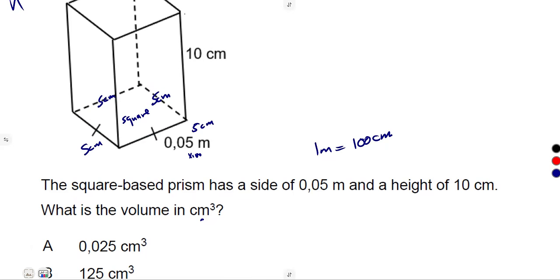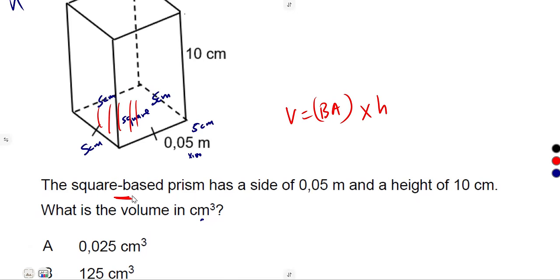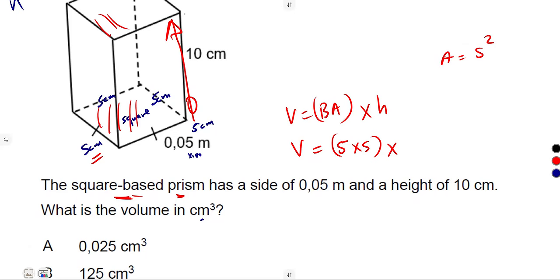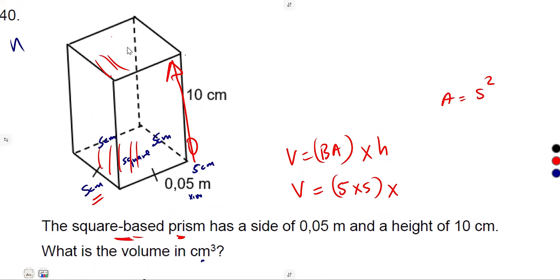All the sides are equal on the base. The question needs us to determine what? The volume. Volume is the base area times the height. What you see on the base, it's square-based prism. So the area is of a square. What is the area of a square? Side times side, squared. So that's 5 squared. 5 times 5, times the perpendicular height as it goes up to the other section that we see on top, to the other square that we see on top.